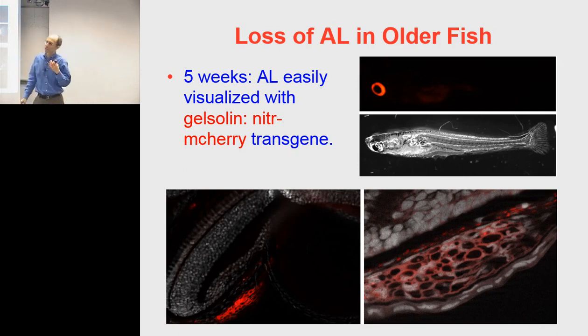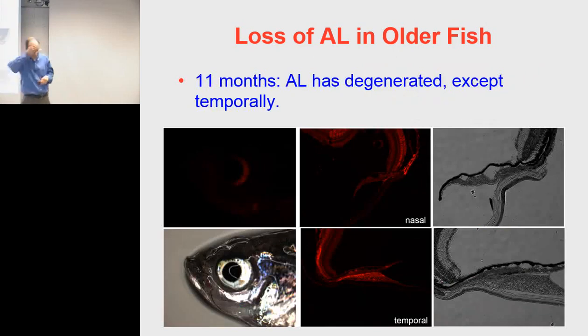Okay, so 5 weeks old is a young juvenile fish. It's just barely not quite sexually mature. On the other hand, you can take an 11-month-old fish, and an 11-month-old fish is really pretty elderly. And what it turns out is that the annular ligament degenerates. So this is exactly the same set of pictures, namely the standard light microscopy and then the fluorescent channel. Except that here, where there ought to be a nice red ring around the eye, there's instead just a smidgen of red you can kind of see there, and certainly not a nice strong ring.